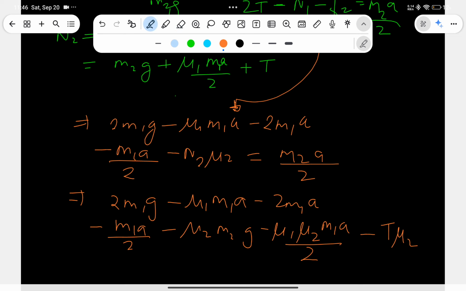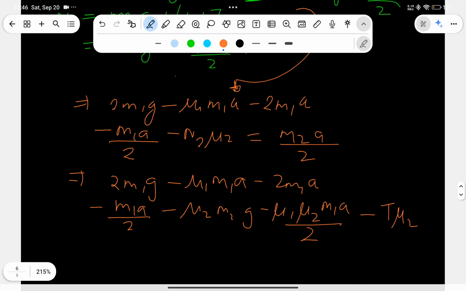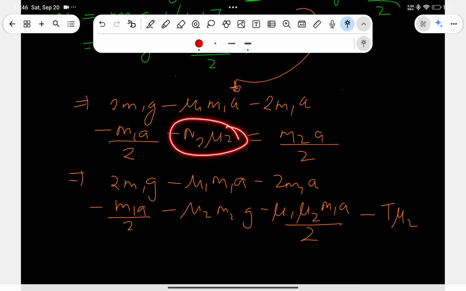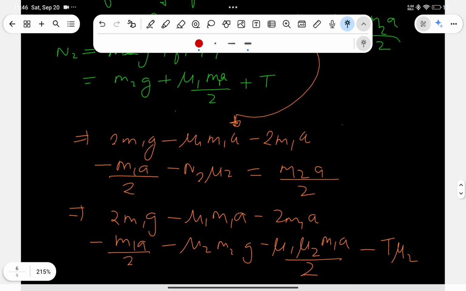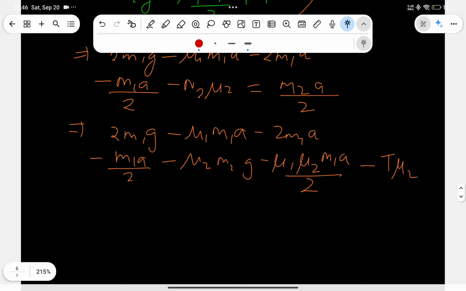It will also be minus, right? Everything will be minus because minus of n2 is multiplied, as you can see here. Minus of n2 into mu2, so mu2 is only there, baki to same here. So you have mu2g, this one, mu2 and mu2 and this. Alright, now further solving, let me change the color of the pen.